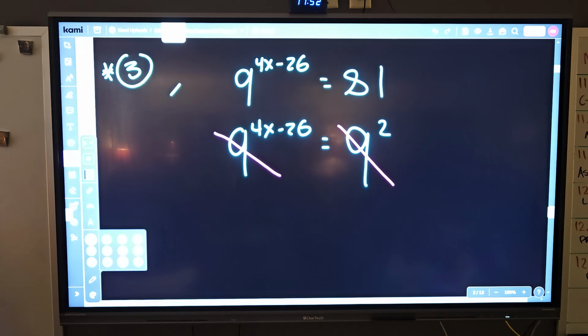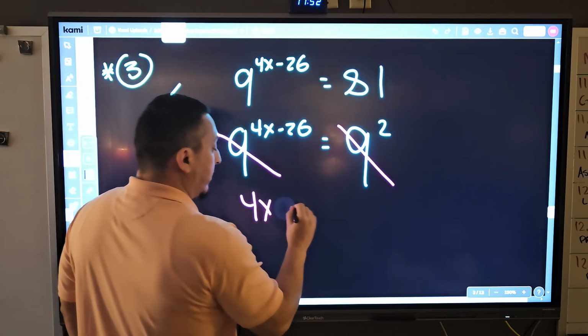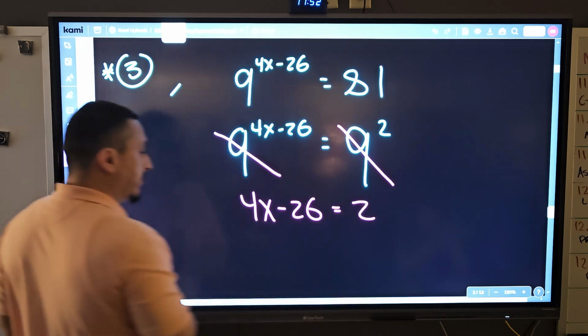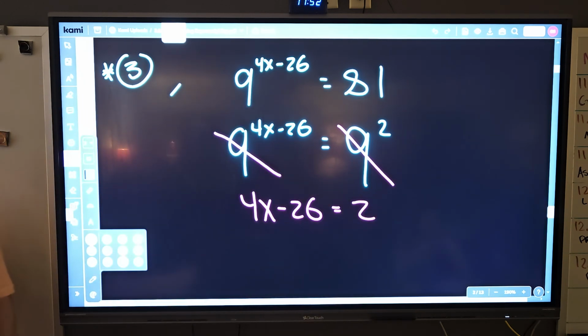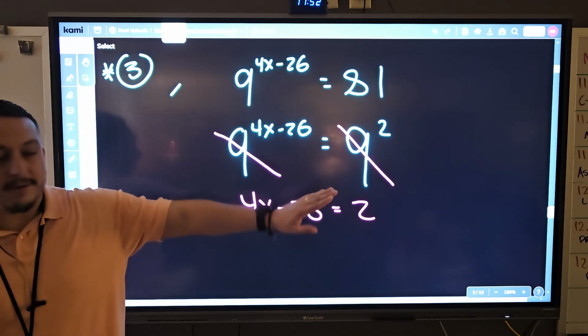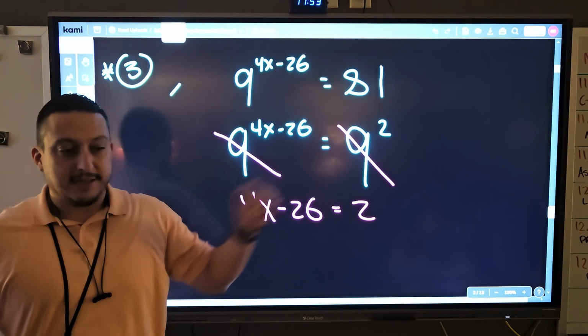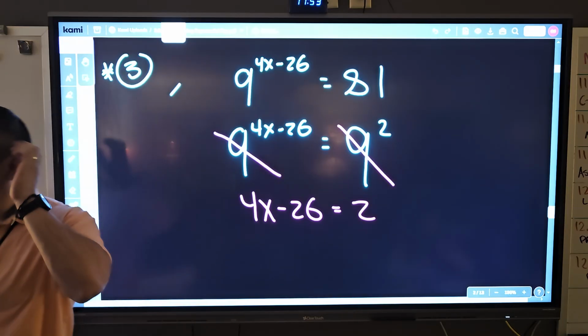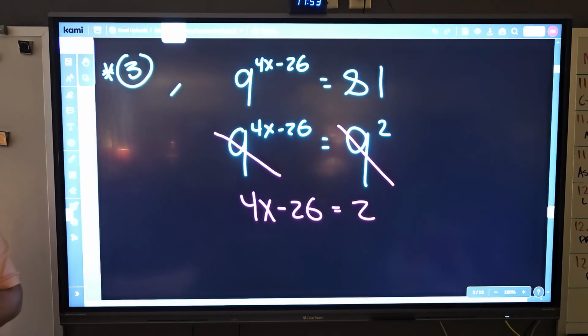So you just got to play a little bit with the numbers so that they can cancel. So again, algebra 1 after that. Add 26 to both sides, which is 28. Divide both sides by 4, right? So the important part of this problem is change the numbers so the bases match. Question, guys?